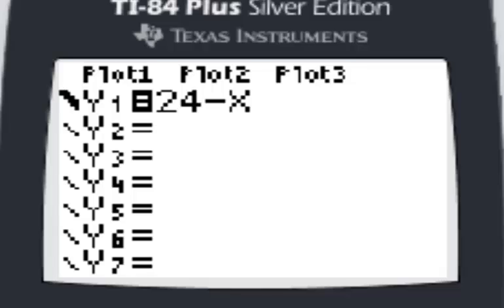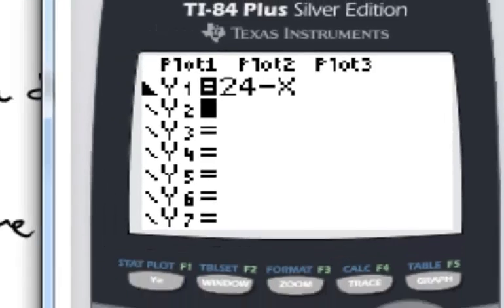Less than means we're going to shade down. So if I hit enter again, you see it's dark above now. Hit enter again, and now it's dark below. So if we come off of that, you see now the dark below the line by y1. That means it's going to graph below it.